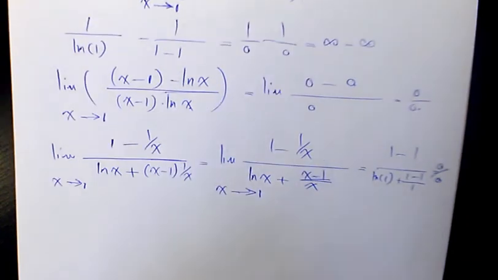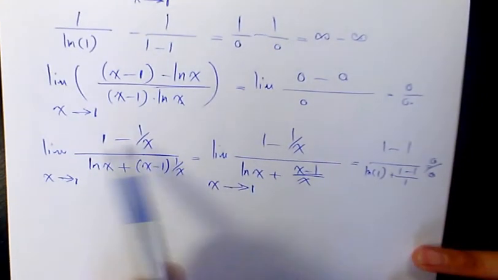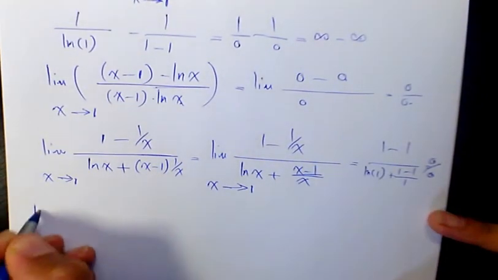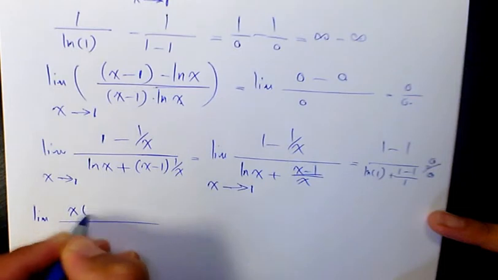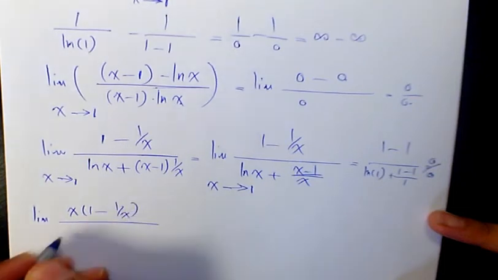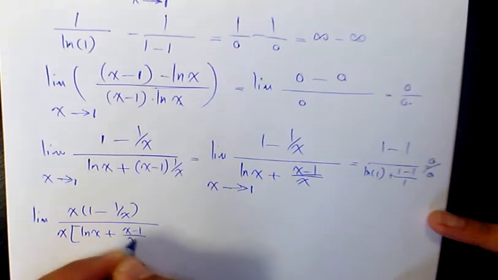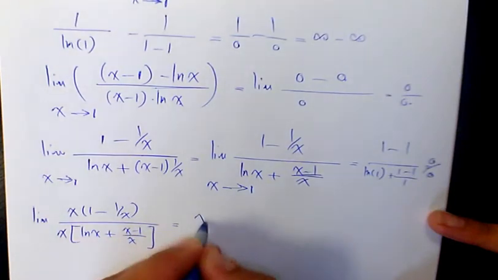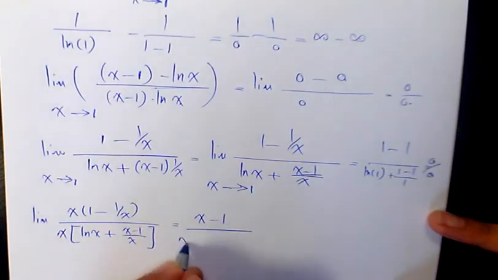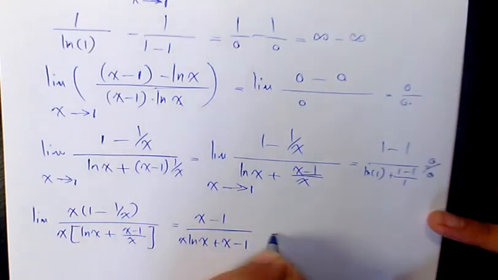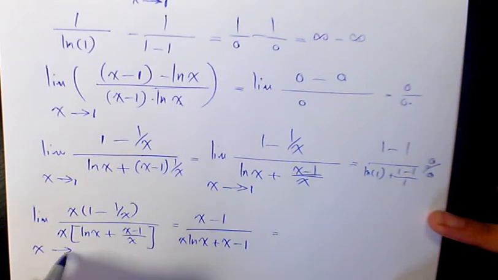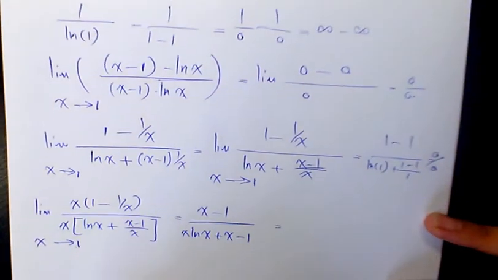Now, what I'm going to do, I'm going to multiply x by numerator and denominator. So it's going to be limit of x times 1 minus 1 over x divided by x times ln x plus x minus 1 over x. That's going to be x minus 1 over x ln x plus x minus 1 when x is approaching 1.